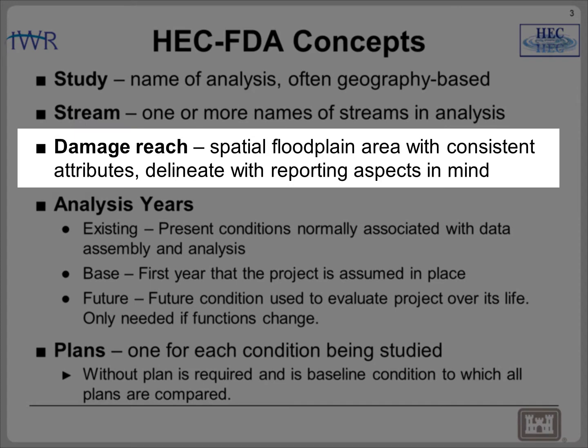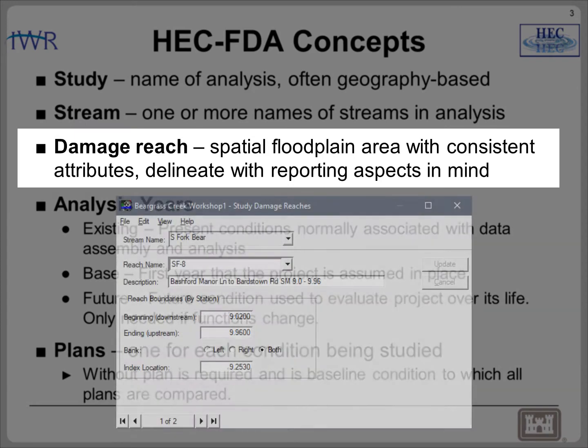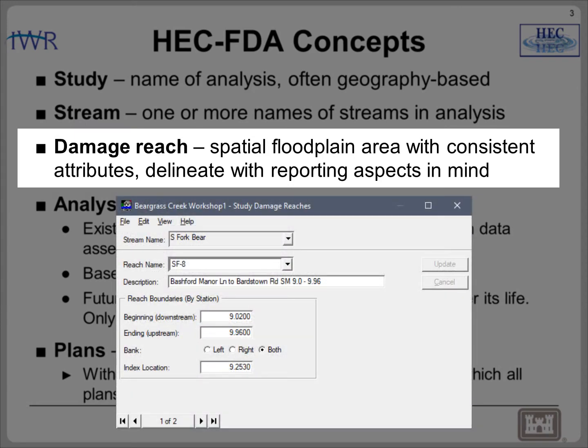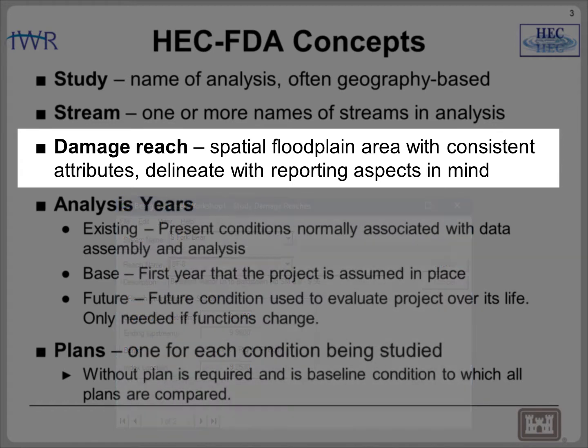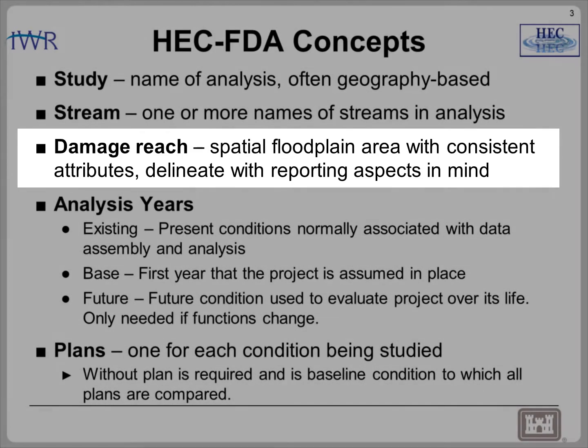Damage reach is defined as a spatial floodplain area that contains consistent attributes, and the project reporting aspect should be kept in mind when delineating the boundaries of a damage reach or damage reaches. Damage reaches are used to define consistent data for plan evaluations and to aggregate structure and other potential flood inundation damage information by stage of flooding. We will discuss damage reaches further later.